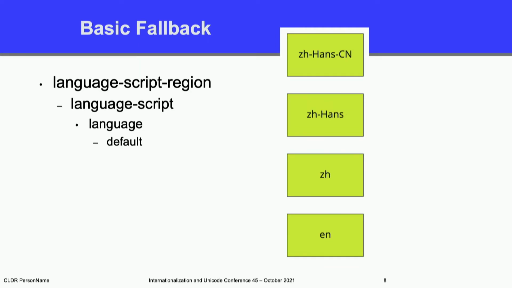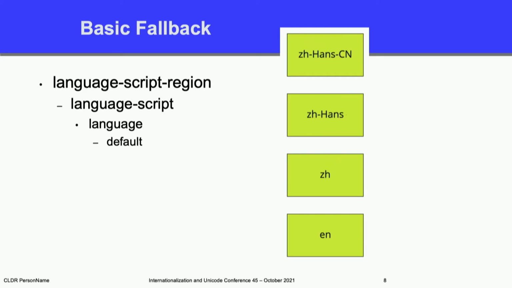So there's the basic fallback, which anyone that gets into internationalization learns. I'm given a language, an optional script, and an optional region. So if I'm given a fully qualified, let's say zh Chinese in Hans, Chinese for a simplified Han in China, if I can't find that, then I'll fall back and look for Chinese and simplified script. If I can't find that, I fall back to Chinese, and then I get English.